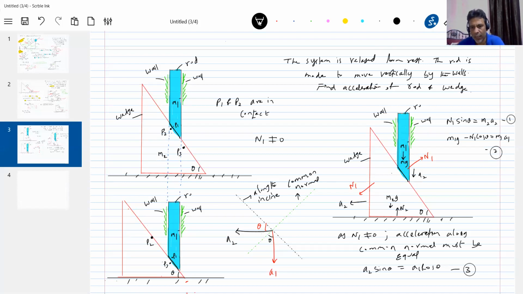So what is this further? A2 should be equal to A1 cot theta. Okay, just take a screenshot. I'll slide down. We'll go for the next problem again.